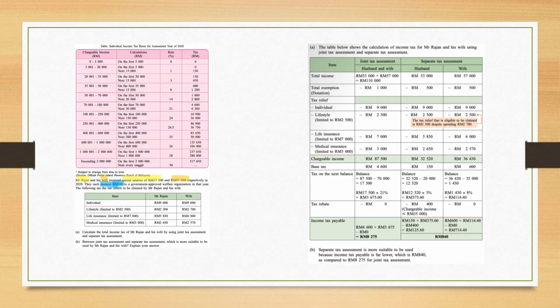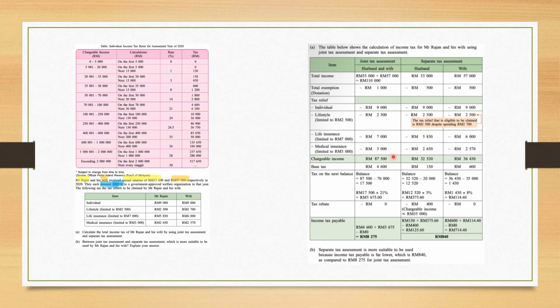Again, you use joint tax or separate tax to find your chargeable income. All this while, as I mentioned, you utilized a general view. Now, when the question asks you to find using joint tax or separate tax, you have to use this method instead. So let's first look into joint tax assessment.